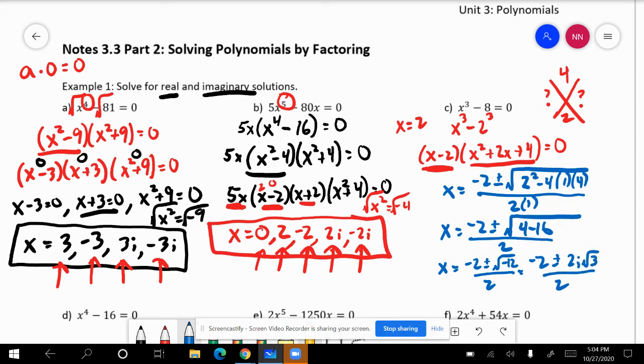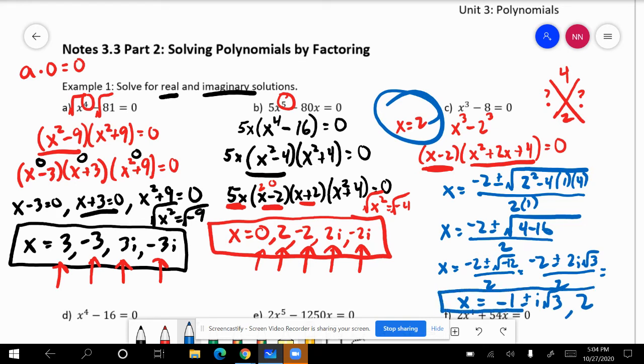Now, all of these have 2, so when we divide it by 2, what we get is x is equal to negative 1 plus or minus i square root of 3. Now, we have to remember the 2 up at the top. That would be our other answer. Notice that we have 3 answers. We have the 2, we have the negative 1 plus i rad 3 and the negative 1 minus i rad 3. Notice it's degree 3.